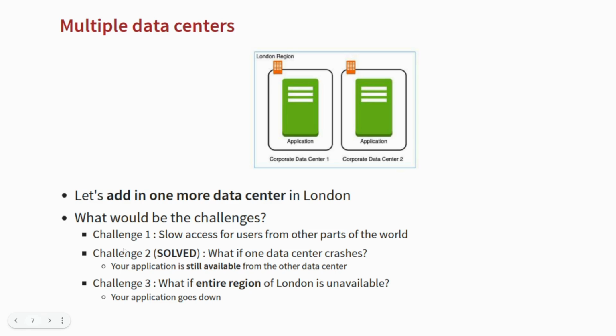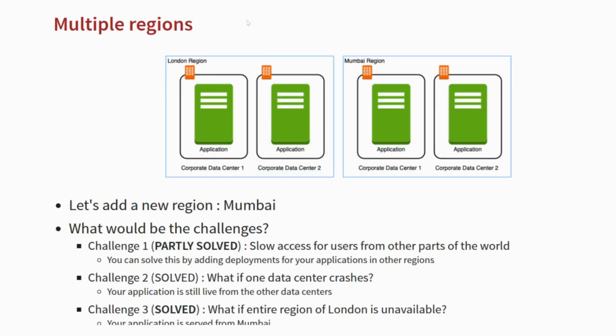Next we have the third challenge: what if the entire London region is unavailable? Here again your application goes down. So now we have the concept of multiple regions. We have the London region and the Mumbai region, and in each region we have different data centers: data centers 1 and 2 in the London region, and data centers 1 and 2 again in the Mumbai region.